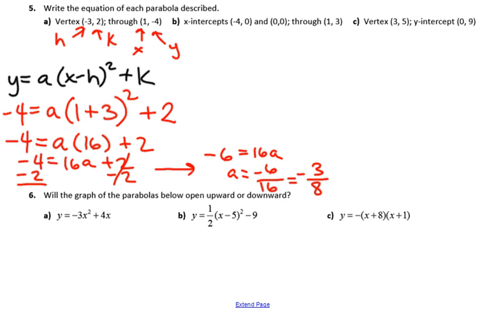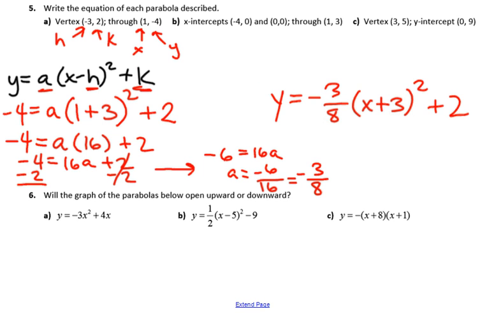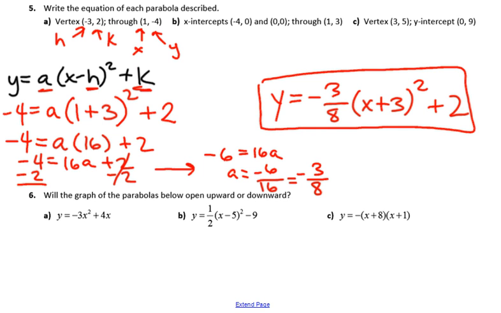So then you plug back in your A, H, and K into your equation. So your final equation is Y equals -3/8 times X minus your H, which was -3, so that's plus 3 squared, plus 2. So that is the equation for part A. Sorry I didn't give a lot of room. Hopefully you were able to squeeze that in. Okay? So now for B.